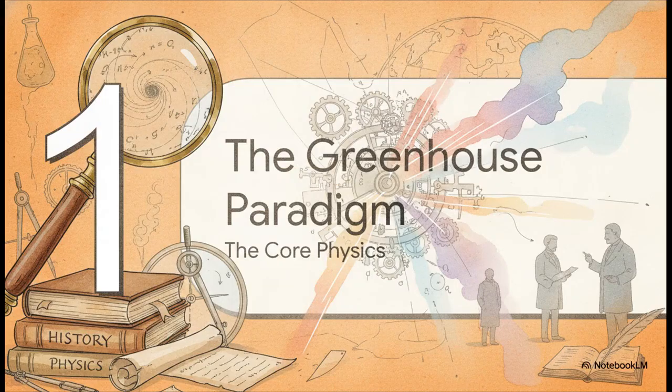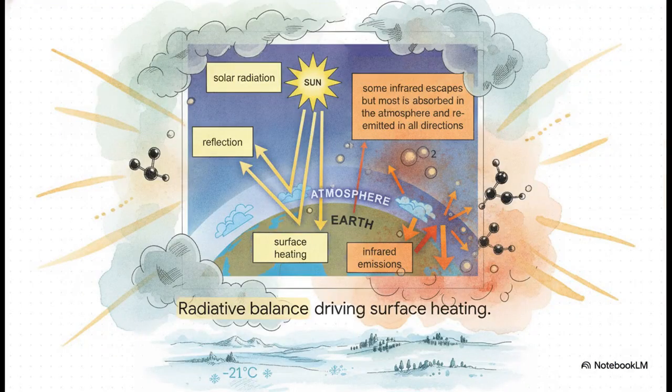Part 1. The greenhouse paradigm, the core physics. Okay, let's dive into this. This visually captures what we call the greenhouse effect. Notice the yellow arrows coming in from the sun? That solar radiation passes right through our atmosphere largely unhindered, heating up the Earth's surface. But in turn, that energy is re-emitted as infrared radiation, those orange arrows you see pointing back up.